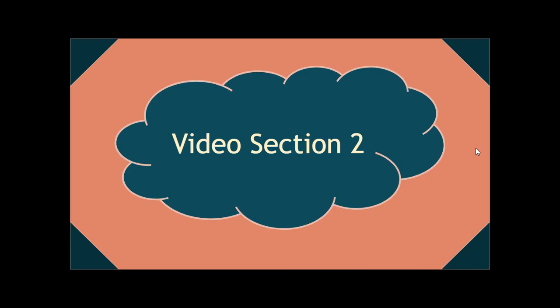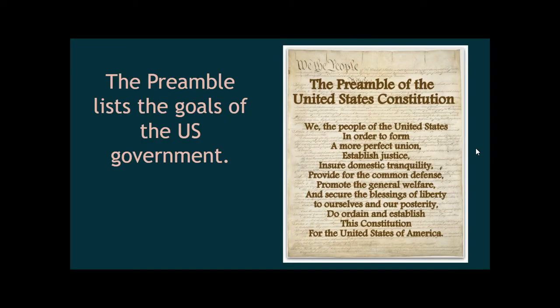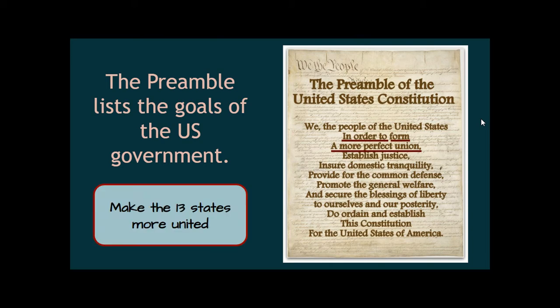We're going to move on to section 2. And now we're going to break down what this first sentence really means. The preamble lists the goals of the United States government. So this area right here, in order to, so the purpose of the Constitution is in order to do all of the things that are listed here. So the people of the United States, in order to form a more perfect union, is one goal. And that just means make the 13 states more united.